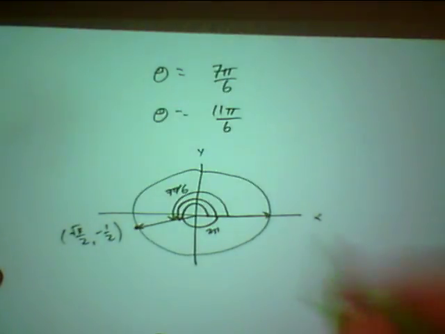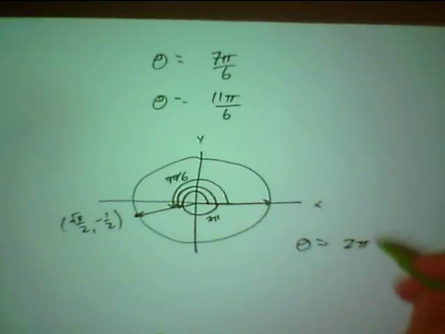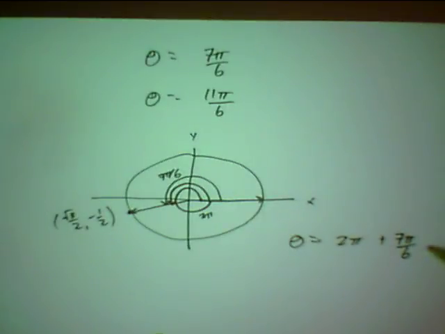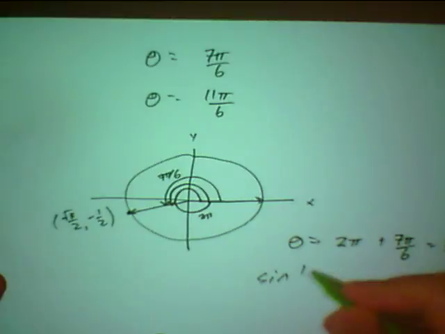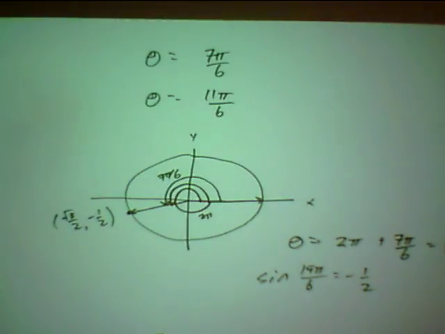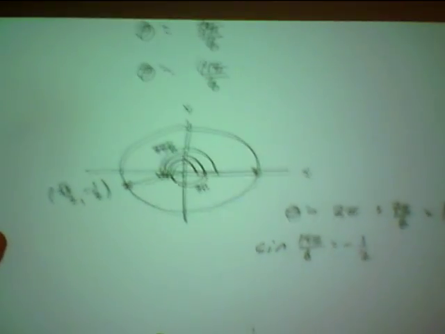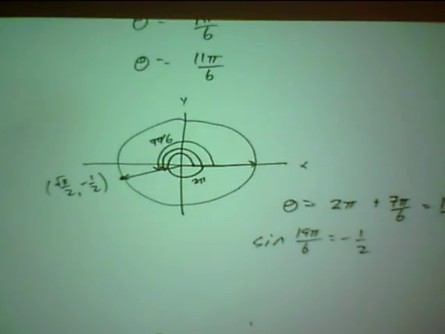What have I done? That solution would be 2 pi, one trip around the circle, plus another 7 pi over 6. And if I turn this into a fraction, 12 pi over 6, I could say another solution is 19 pi over 6. In other words, the sine of 19 pi over 6 is also negative 1/2.